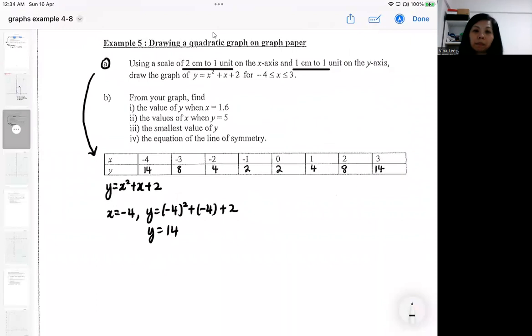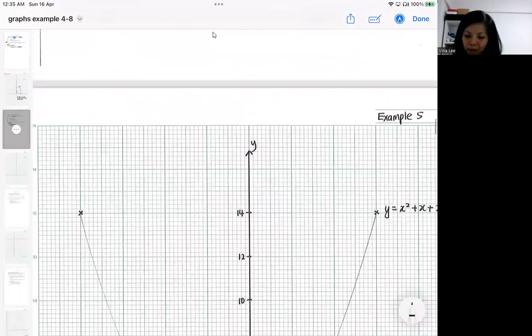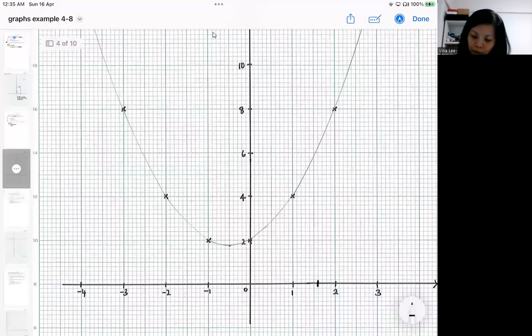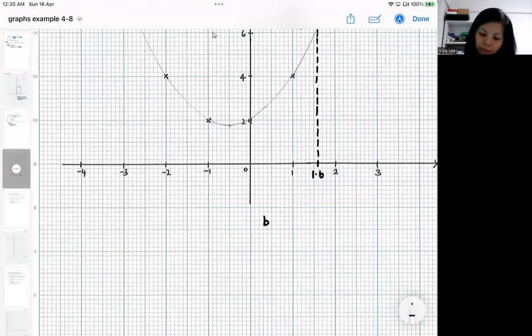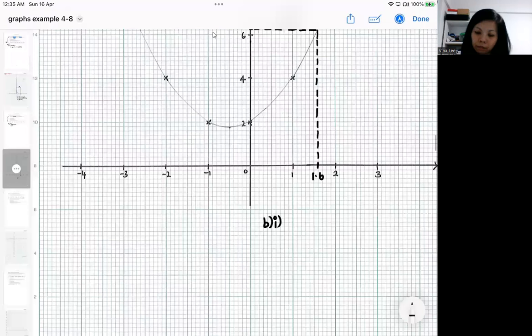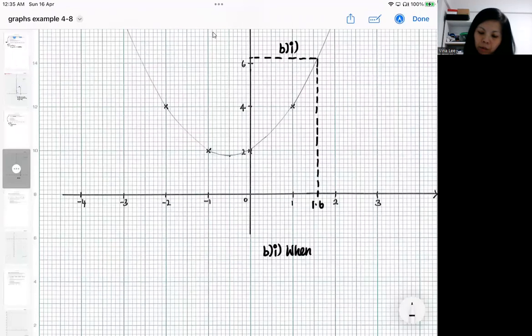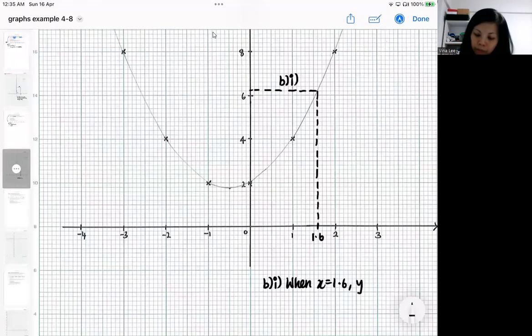It's the same thing. So for B part 1, find the value of y when x is equal to 1.6. So locate your 1.6 with a dotted line until you touch the graph, and you read over the corresponding value. So this is B part 1. Find a proper space to answer. So when x is equal to 1.6, y is equal to 6.2.